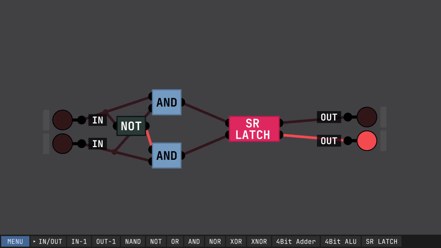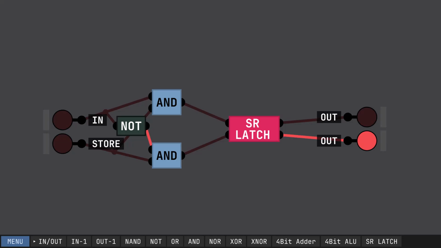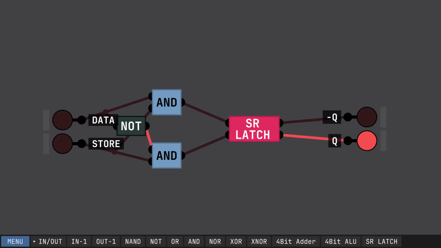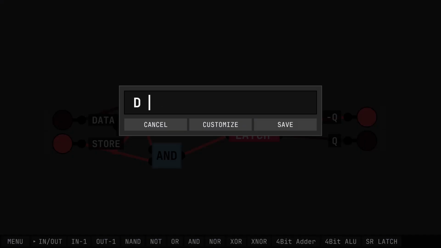Connect there. We're gonna name this one data. It's gonna be named Q, and this one negative Q. You can see here, to change data, we must open store first. Enabling store gives us the ability to change the current state of this memory bit. For now, let me just save this.